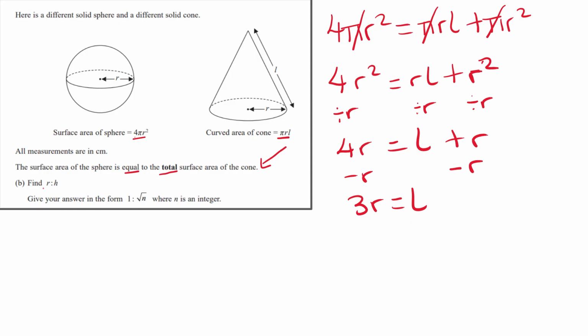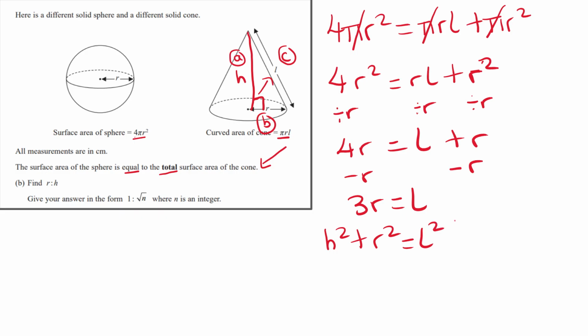Now, the ratio given in the question is r to h. We haven't used h yet. So let's decide what h is and how we can use it. If we go to this cone, h is the height, the perpendicular height that forms a right angle with the radius. We can now see a right angle triangle, and we can use Pythagoras' theorem to find what l equals. For Pythagoras' theorem, a squared plus b squared equals c squared. A and b are your two shorter sides, and c is your hypotenuse, the longer side. So we should get h squared plus r squared equals l squared.